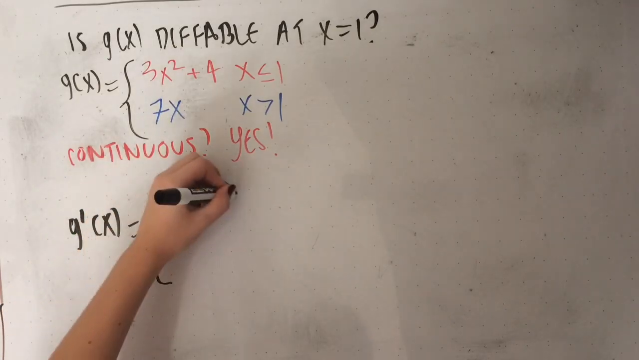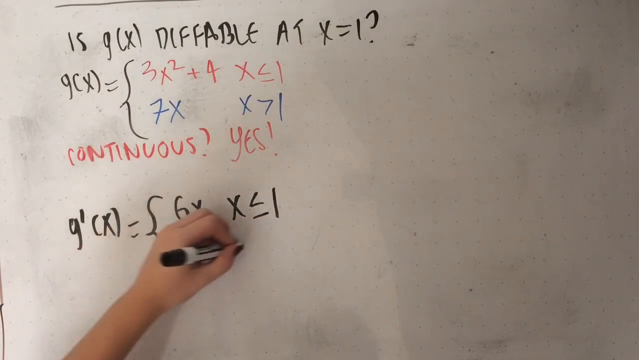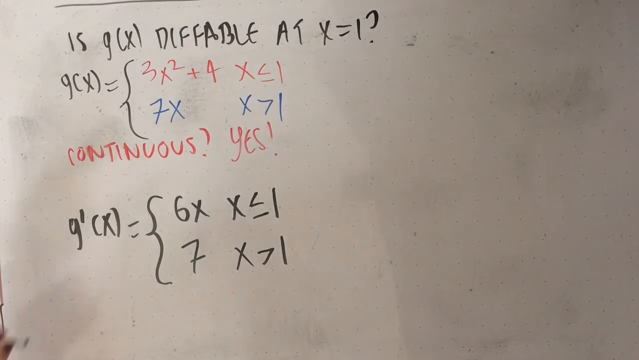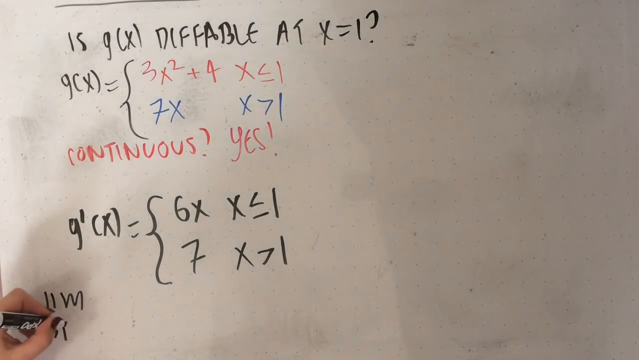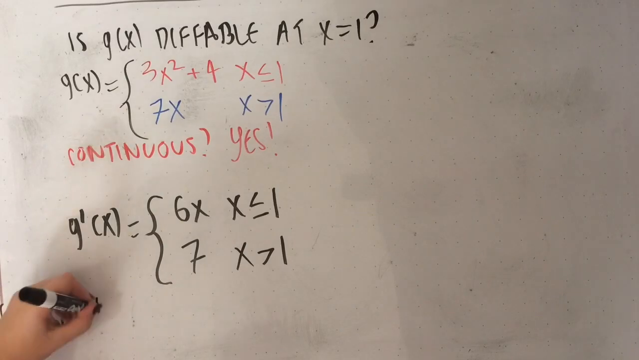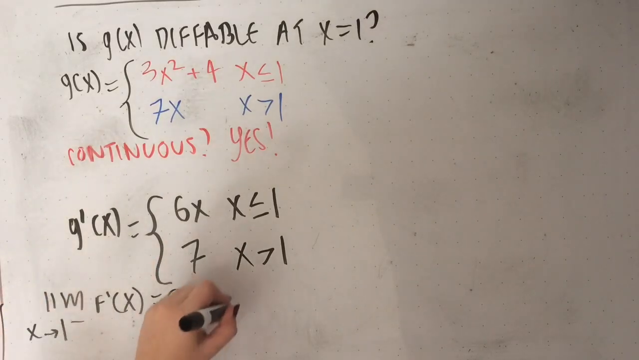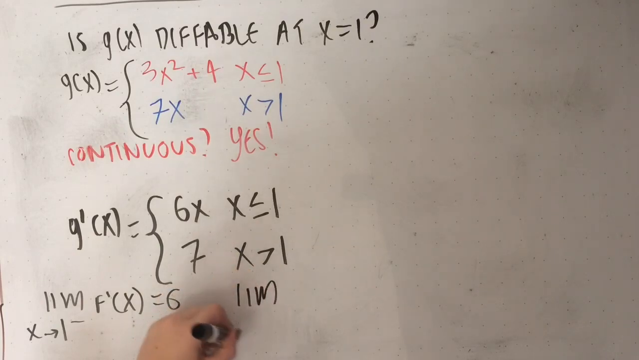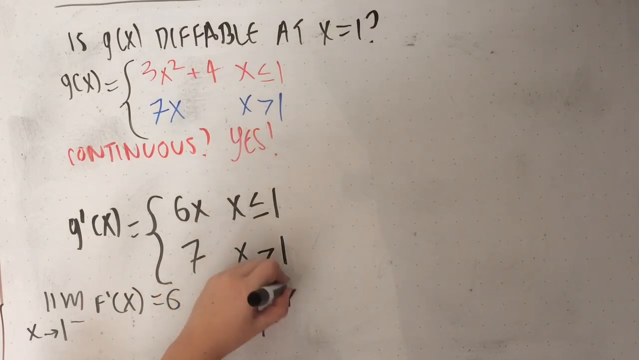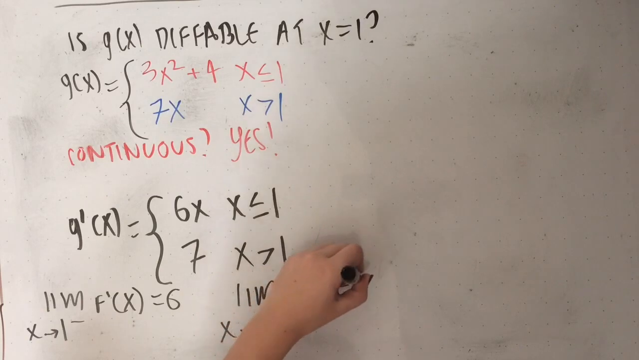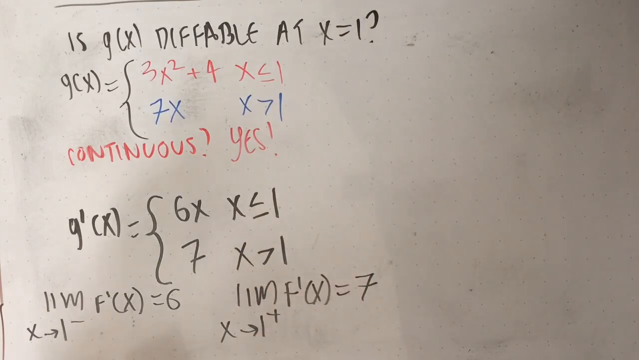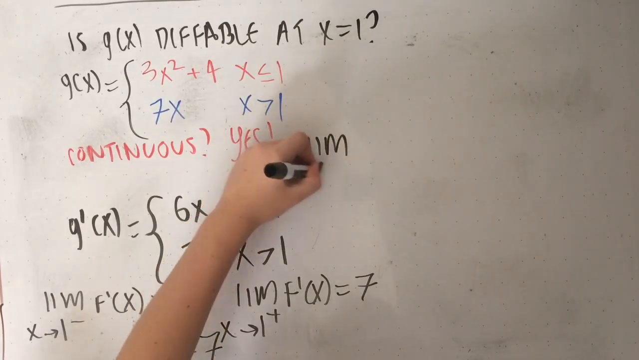So once again, we're going to write the piecewise for the derivatives. The derivative of 3x squared equals 6x. The derivative of 7x equals 7. And then we can plug in 1 on both of those, so find the limit of the derivative at 1 from the left and the right. And I meant to write g prime of x, but I wrote f prime of x. Sorry. But anyways, we can see that the limit from the left is 6 and from the right is 7, which once again do not equal each other, so it's not differentiable.